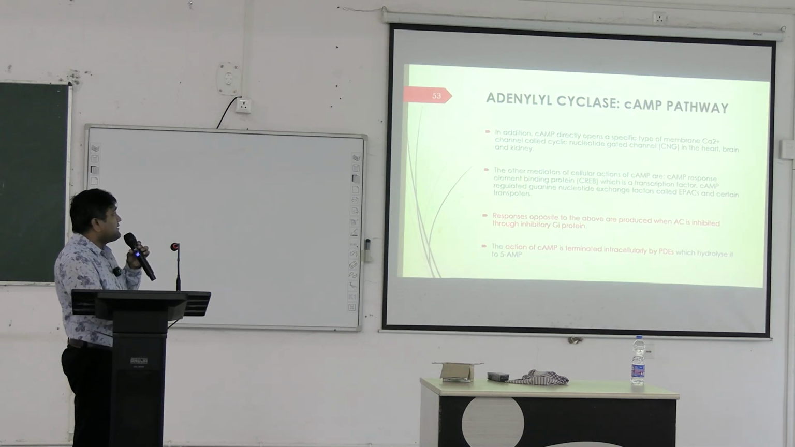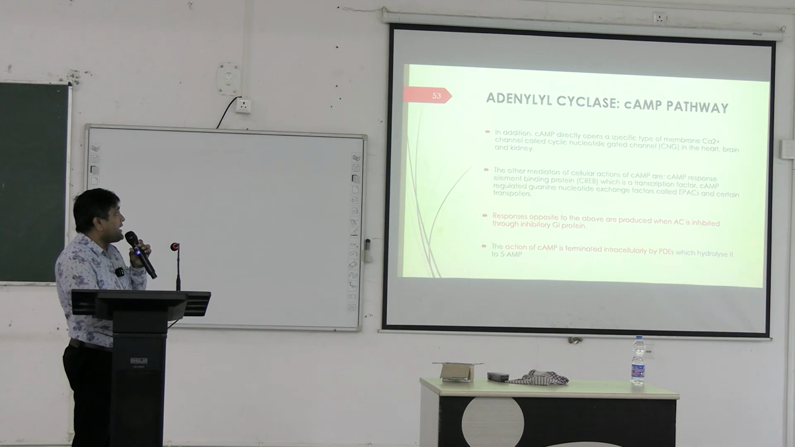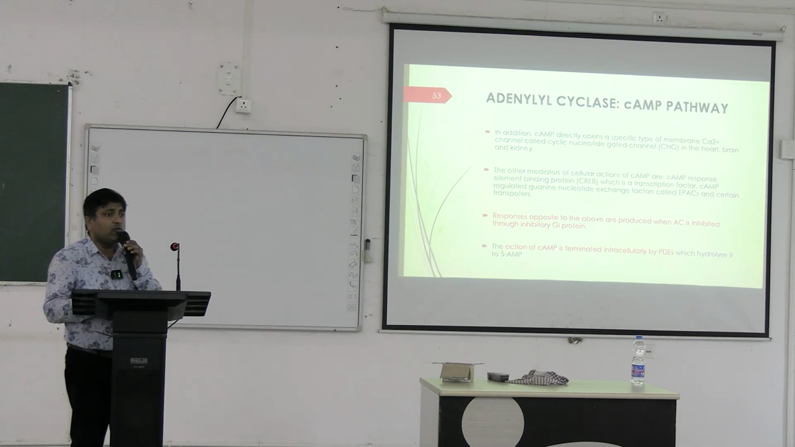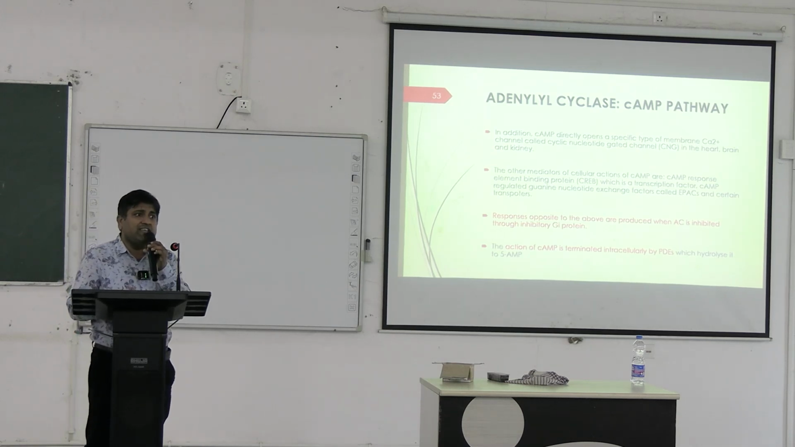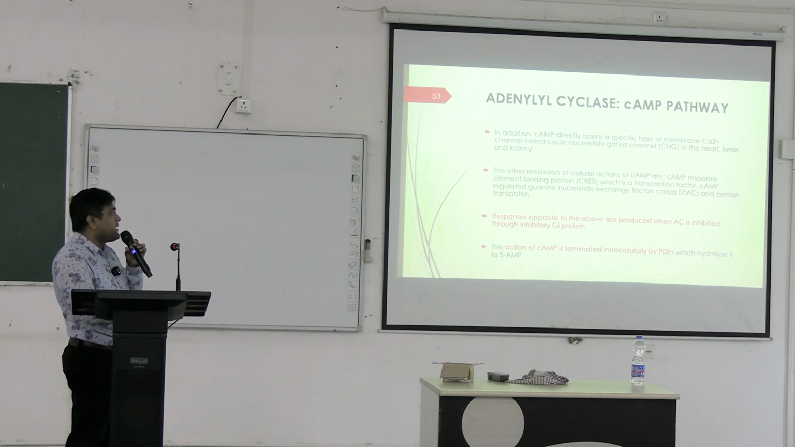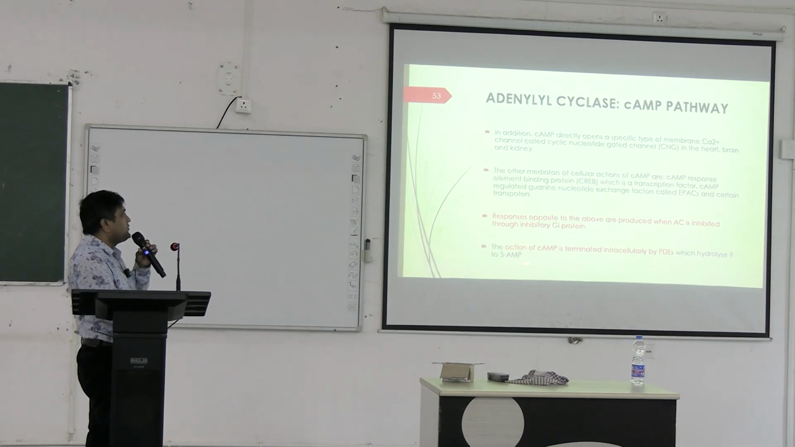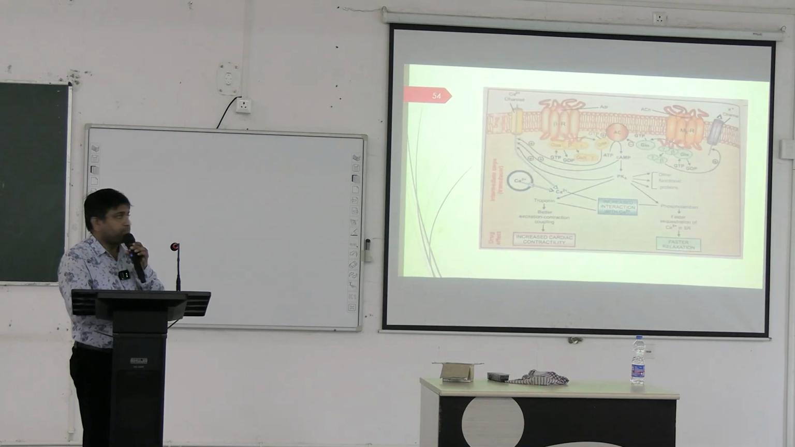Responses opposite to the above are produced when adenylyl cyclase is inhibited through inhibitory G protein coupled receptors. The effect will be completely opposite. The action of cAMP is terminated by phosphodiesterases PDE4 and PDE5, which hydrolyze it into 5'-AMP.